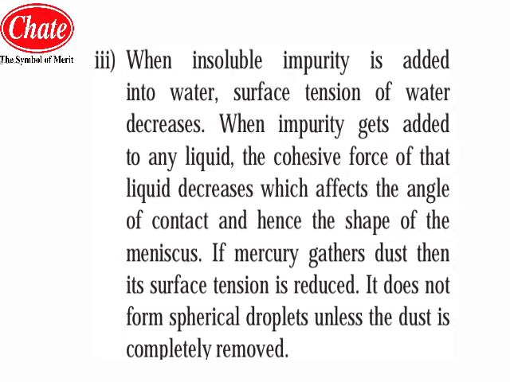Now when impurity gets added to the liquid, the cohesive forces of that liquid decrease, which affects the angle of contact, and hence the shape of the meniscus. If mercury gathers dust, then its surface tension is reduced. It does not form a spherical droplet unless the dust is completely removed. So this is the main reason behind the decrease of surface tension when an insoluble impurity is added into the water.